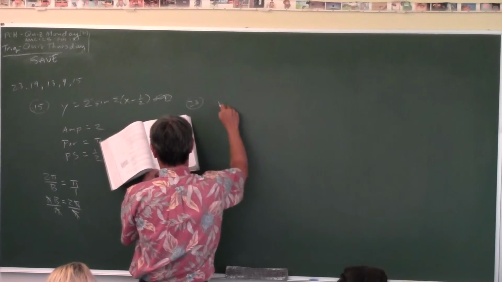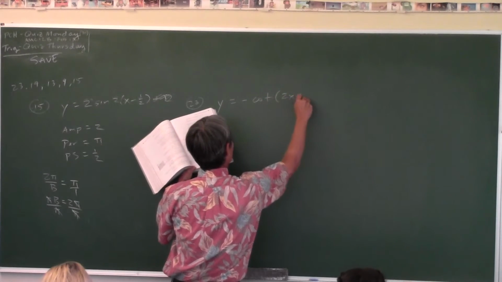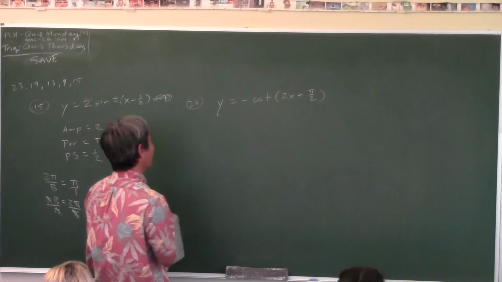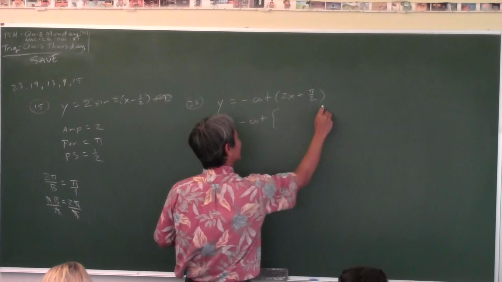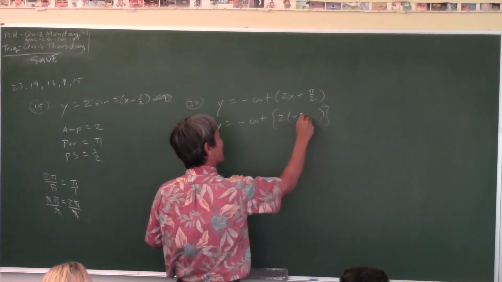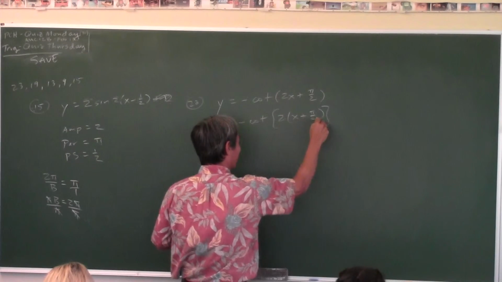23. Y equals negative cotangent of 2x plus pi over 2. Okay, so again, like I told you, the first thing you need to do is factor out that 2 right there. If I factor out the 2, what's left? X plus pi over 4.